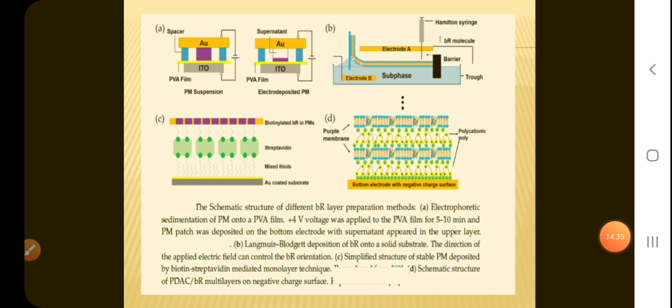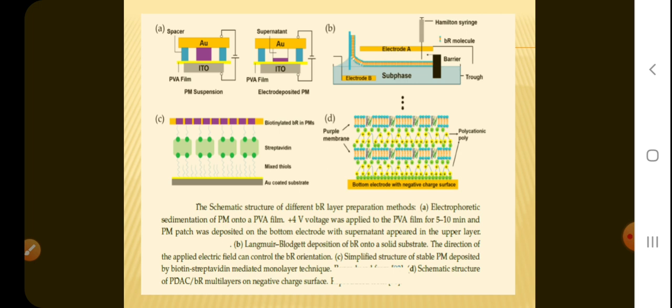The second method is Langmuir-Blodgett deposition. Here the bacteriorhodopsin is deposited onto the solid substrate by the applied electric field. And the third one is a simplified structure of a stable purple membrane deposited by the streptavidin-biotin mediated monolayer technique. We know this receptor-ligand, biotin-streptavidin affinity, so through this you are stabilizing the PM on a monolayer.